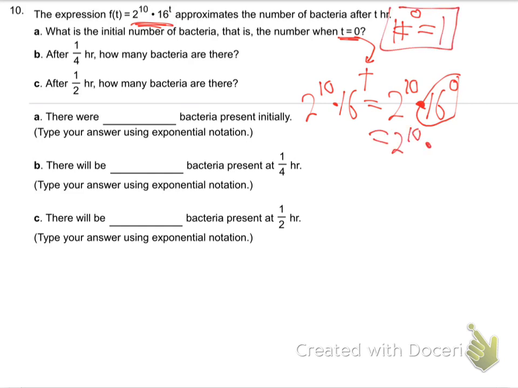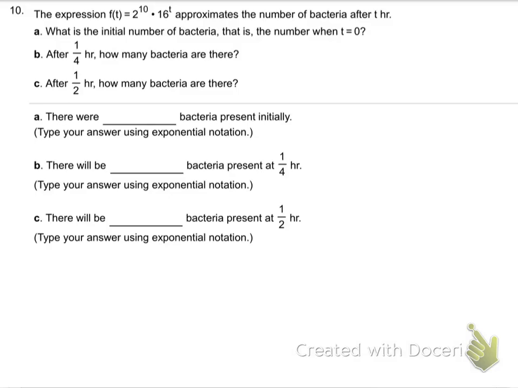So this is 2 to the 10th times 1. It's just 2 to the 10th. So the answer here is just 2 to the 10th. They want exponential notation. They want you to leave it just like that. Don't get 1024, which is what the number would be if you did it on your calculator. Just leave it 2 to the 10th. Let's go on to part B.